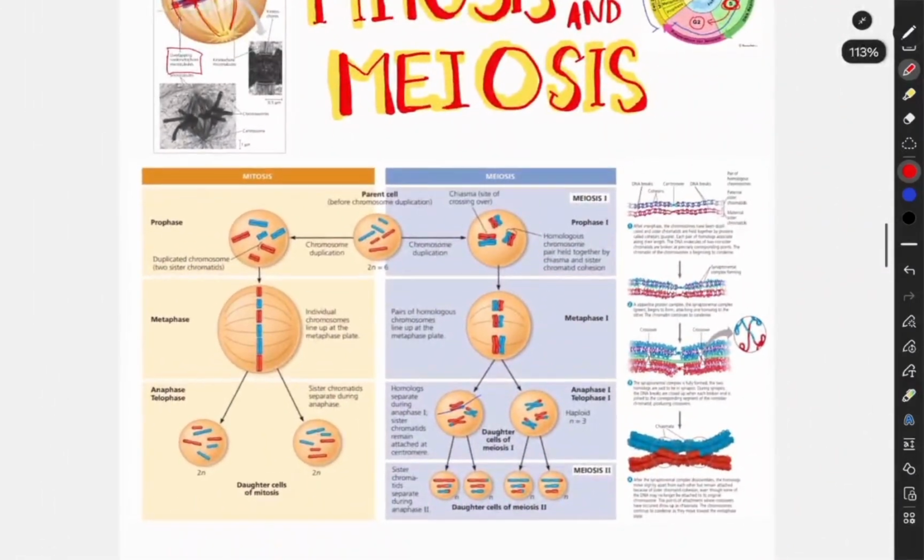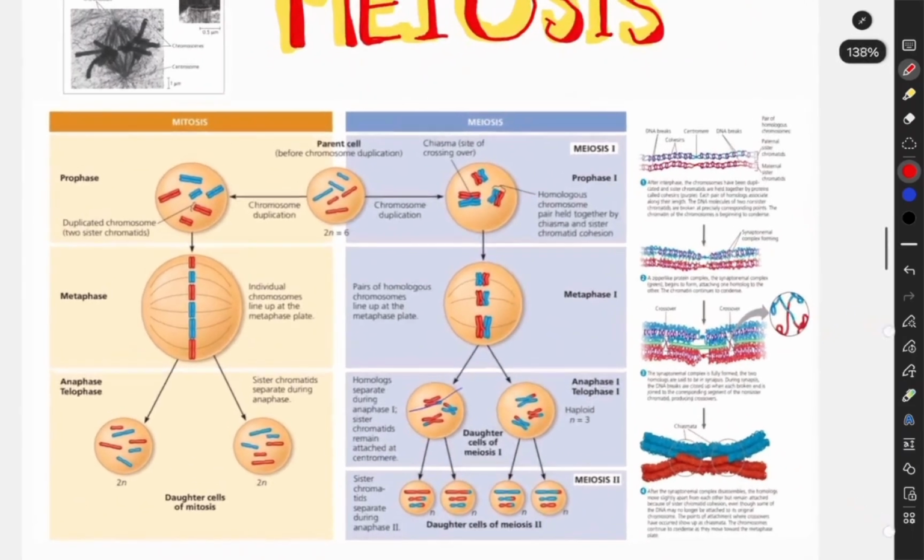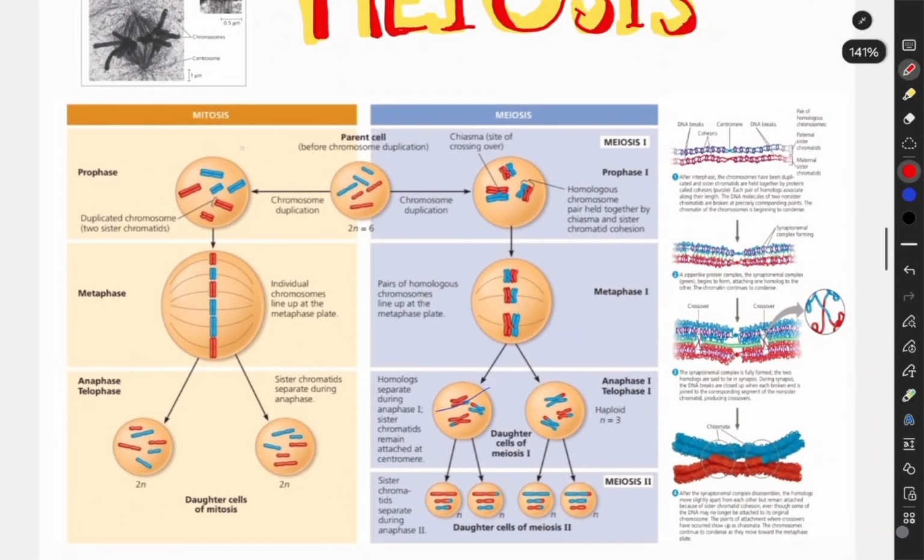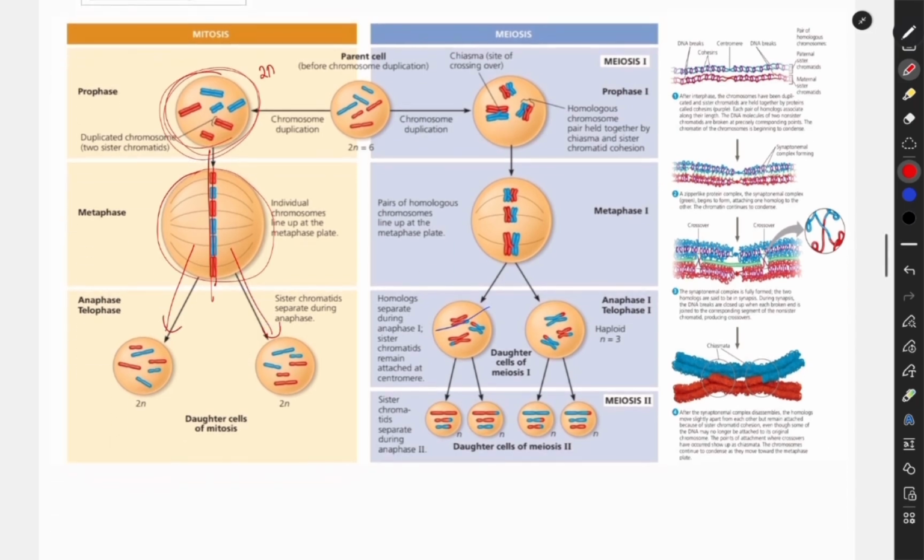Now that you understand mitosis, I think it's pretty easy to understand meiosis because it's almost the same thing. So this is mitosis. There's a parent cell. This is 2N or diploid, and then in metaphase, it aligns and separates into two daughter cells, which all contain the same genetic material. So it's basically identical.